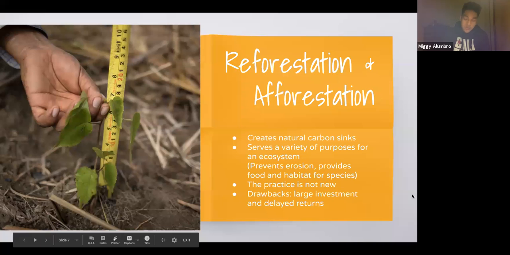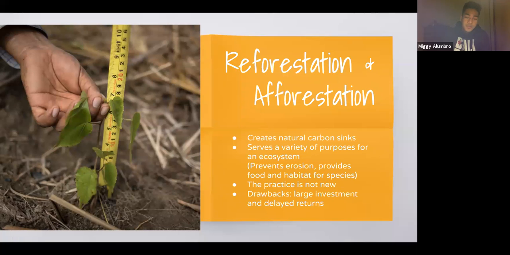All right, so we took a close look at reforestation and afforestation as a method to combat climate change. We know that the method acts as a natural carbon sink. It serves purposes in an ecosystem that provides food and habitats for species. It prevents erosion and helps with water management. We also learned that the practice is, for now, for the function that mitigates the effects of climate change, but also has not been used for many communities all over the world.